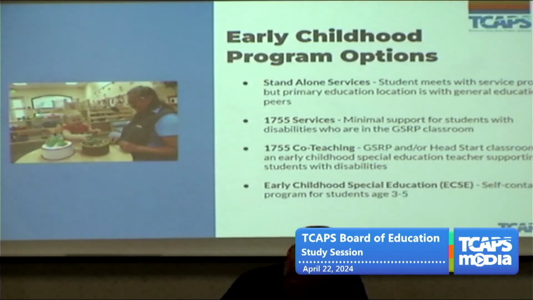And those run currently, we have a morning section and an afternoon section, roughly 3 hours. And so it's a great opportunity for those students 4 days a week to get as much support as possible to get them ready for kindergarten. And so that's a great opportunity for our kids.